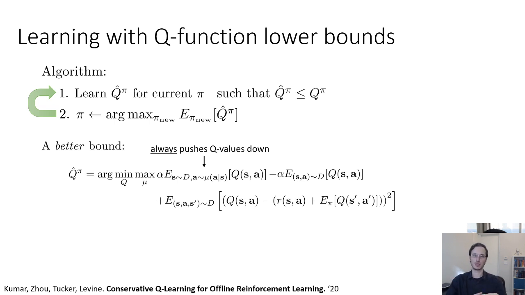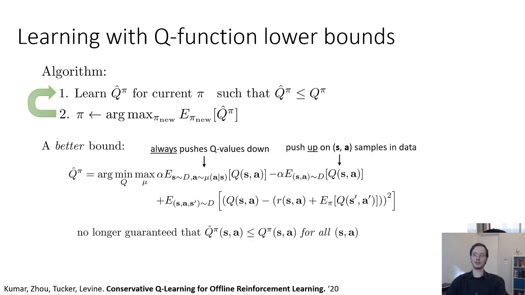Intuitively, what this means is that if the high Q values are all for actions that are in the data set, then these two terms will cancel out and the regularizer goes away. So when you're in distribution, there is no regularization. If you go more out of distribution, you get more regularization. So these are the two error terms: push down on actions from mu, push up on actions from D, from the data set.